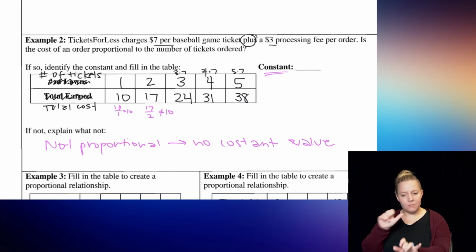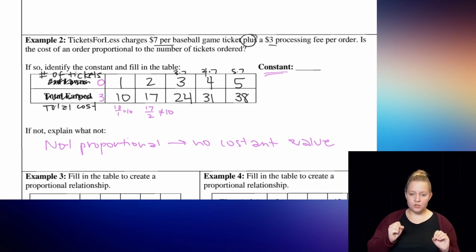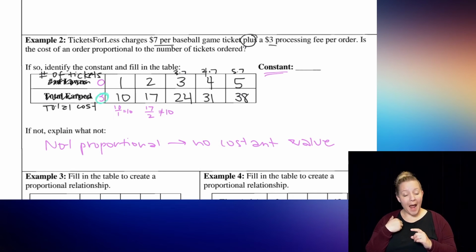So I was going to start with 0. So if I were to start with 0 here, what I was looking for was, would there be a 0 in the y value, or would it be a number that's not in that y value? So here in this scenario, it's not as cut and dry because I was looking for 0,3, which means that there's $3 processing fee per order, but we actually didn't order anything. So in this instance, actually, it does go through the origin.